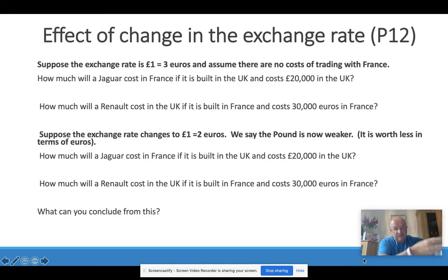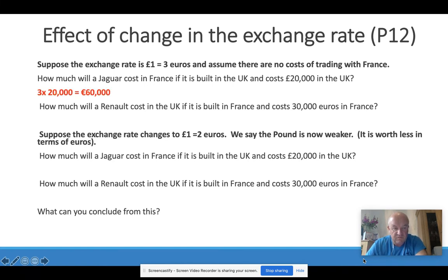Okay, so let's take a look at the next scenario then. In this instance, we're talking about an effective change in the exchange rate. We've got a few scenarios here. We've got an exchange rate of £1 to €3, and we have to assume there are no costs of trading with France. How much would a Jaguar cost in France if it's built in the UK and costs £20,000 in the UK? Let's look at this one together, and then you can have a go at the other ones, and we'll come back and have a chat about those in a minute.